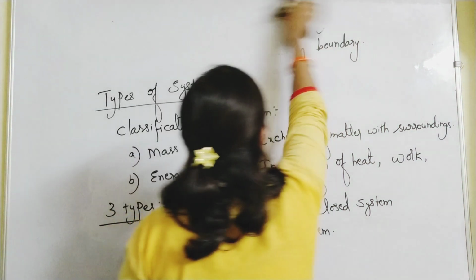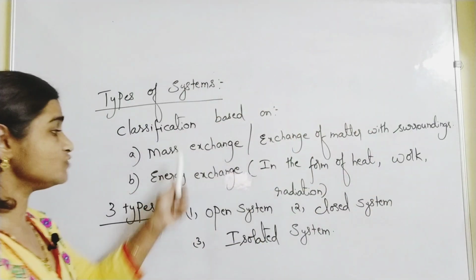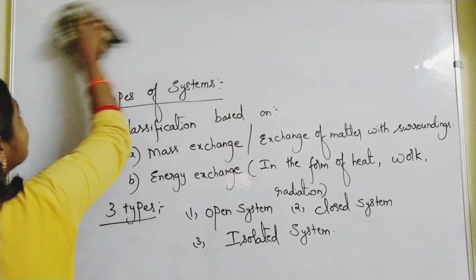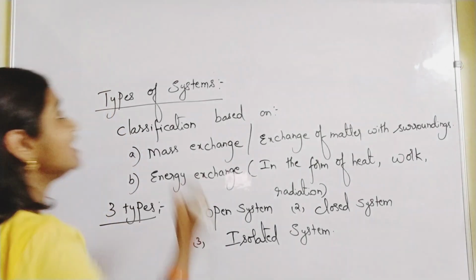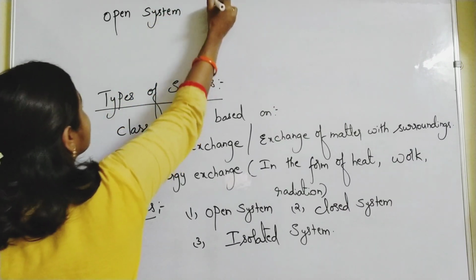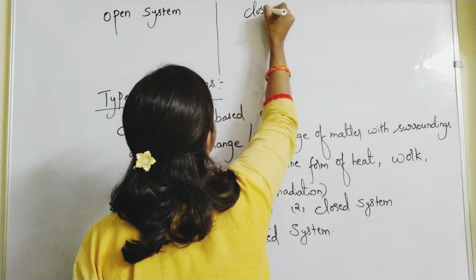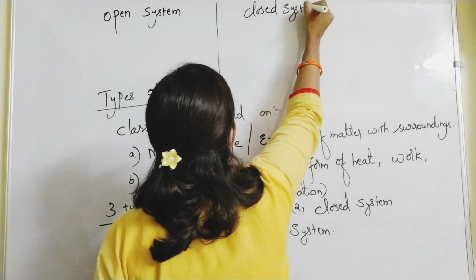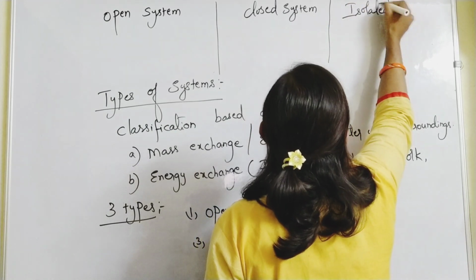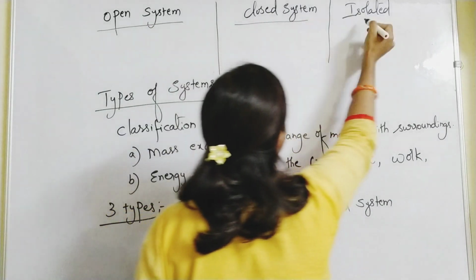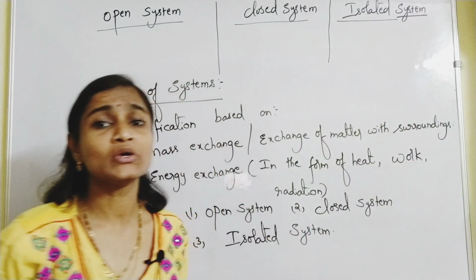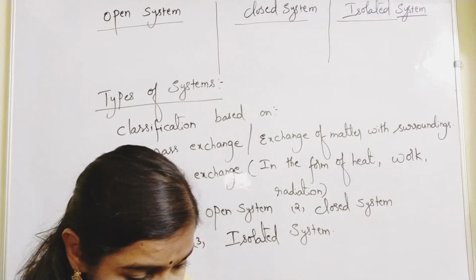Right, so open system. I said based on these two factors the classification is made. So what is the classification? Let us see how we can understand this. In open system what happens? In closed system what happens? And in isolated system what happens? Open system, closed system, and isolated system.